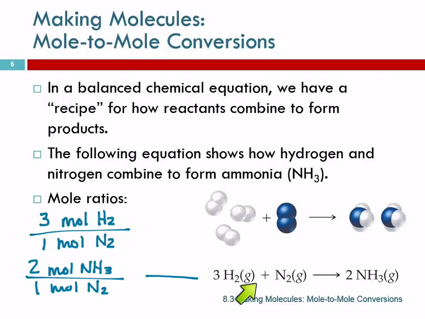So these are like the 2 ingredients. This is like 3 eggs and 1 piece of bread are going to make, I don't know what you would make out of that, but 2 somethings. Okay? So 3 of this and 1 of that makes 2 of this. So when we write this over here, we're just taking the number in front of this formula, and basically we're inserting the unit moles.